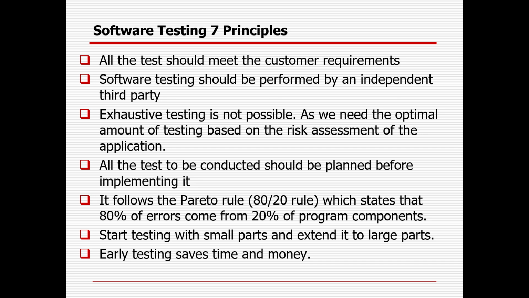Software testing follows the Pareto rule, the 80-20 rule, which suggests that 80% of the errors come from 20% of the program components. That is where your expertise will play a pivotal role, because you need to identify the areas that are high risk, so that you can give more focus to different kinds of testing on those areas. If you are able to identify the 20% key critical area, the majority of the defects you can discover at an early stage, and they can be fixed.